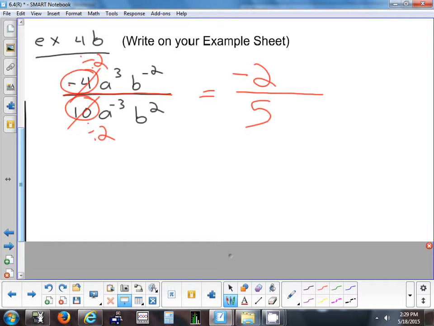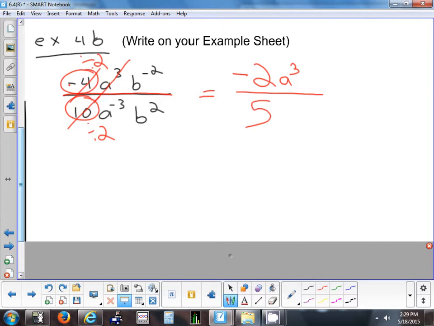The stuff we don't have to move, we'll keep where it is. So that 8 to the 3rd, Ben, what do you think? Leave it or move it? Why would you leave it there? It's positive, right? The exponent's positive. 8 to the 3rd stays.